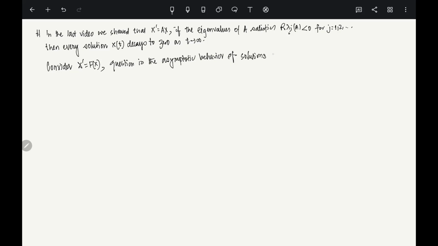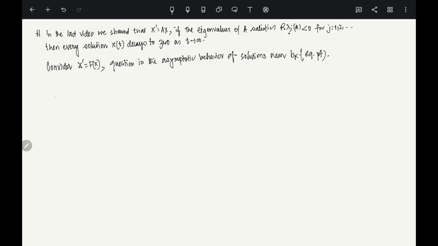Solutions near B star. Is it okay? Asymptotic behavior near B star. So what is B star? B star is the equilibrium point. Okay. Now how do we find it? So what we are going to do is this.